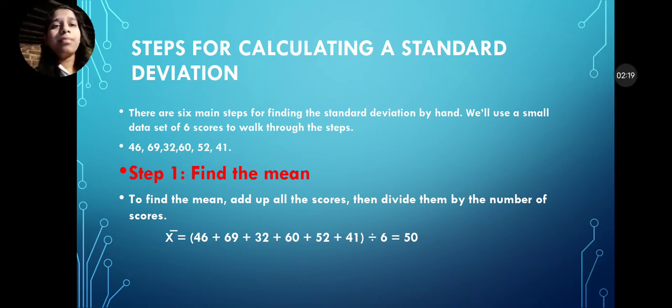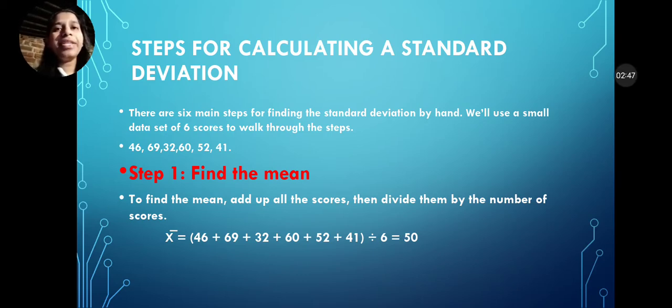There are 6 main steps for finding a standard deviation by hand. We will use a small data set of 6 scores to walk through the steps: 46, 69, 36, 60, 52, 41. These numbers are the 6 scores taken for the example. We will go through this data.